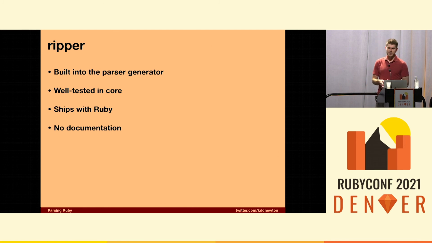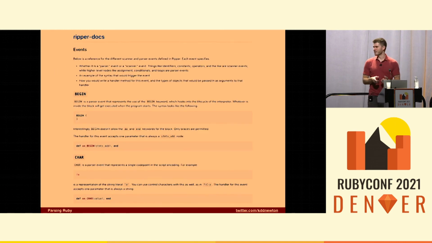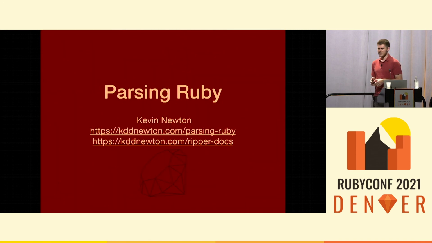Finally, there's Ripper, as we talked about. It's built into the parser generator. It's well tested in core. It ships with Ruby. There's no documentation. In the last hack days for Shopify, thank you, Shopify, I spent a fair amount of time, and there is now documentation for every event, with an example for every single one that will trigger all of those events. You can go and find it. I will send you the link. It is here.